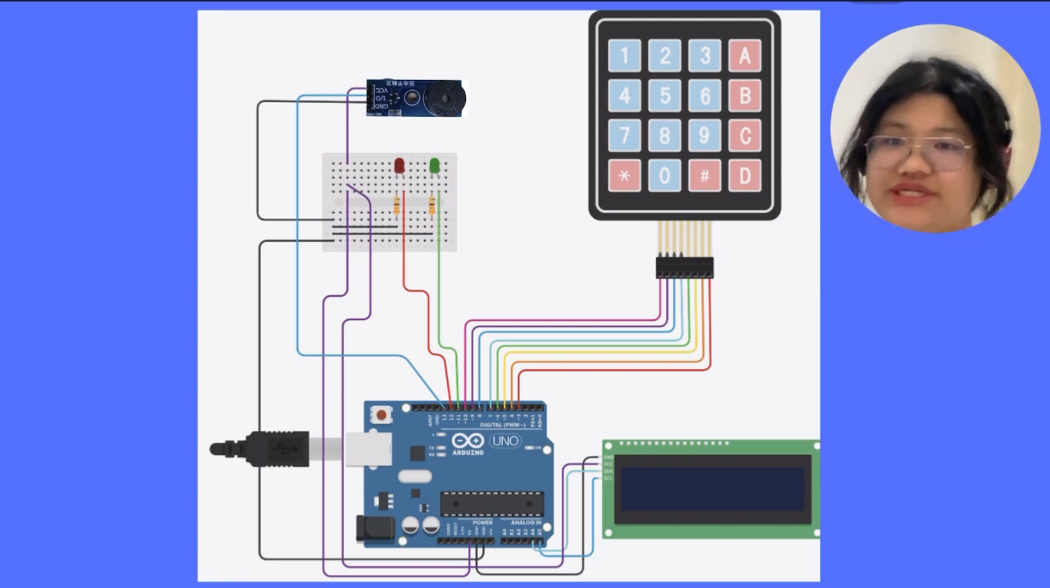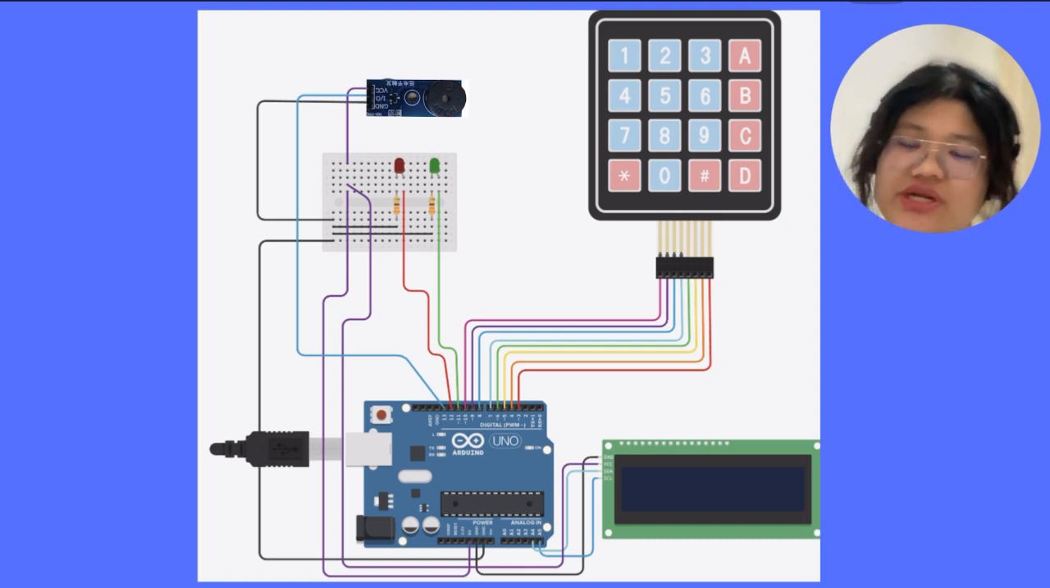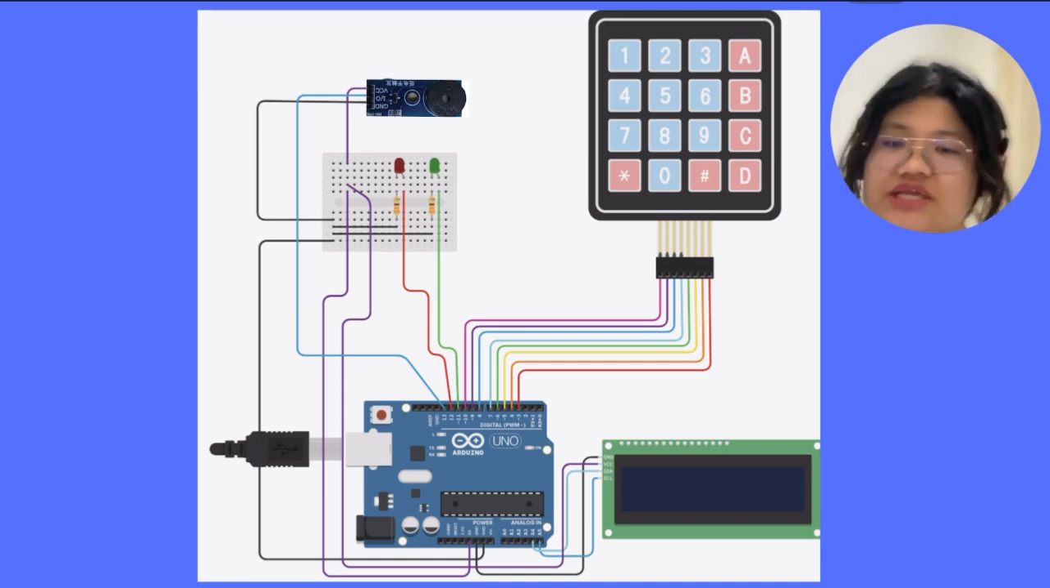This is how our circuit looks like. We connected everything with the Arduino Uno. We set pin 13 to be the buzzer, and we also connected the LEDs with the resistors and set pins 11 and 12 to the LEDs. And we also connected the keypad and LCD display as shown here in the picture.